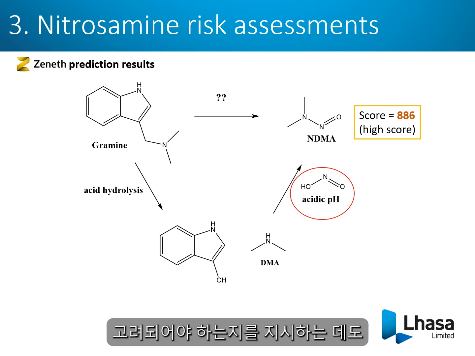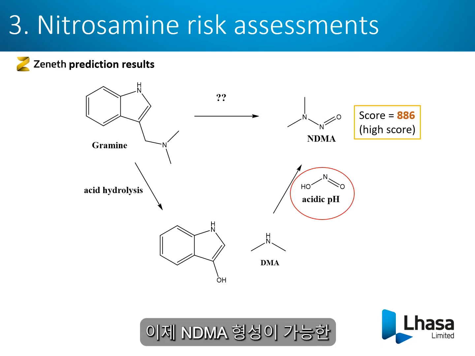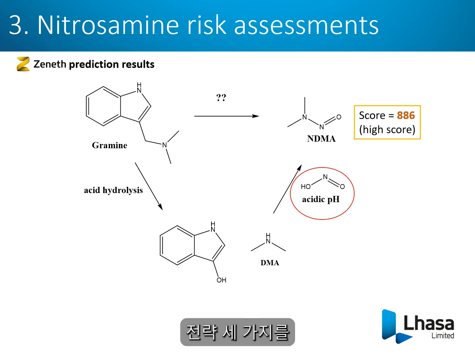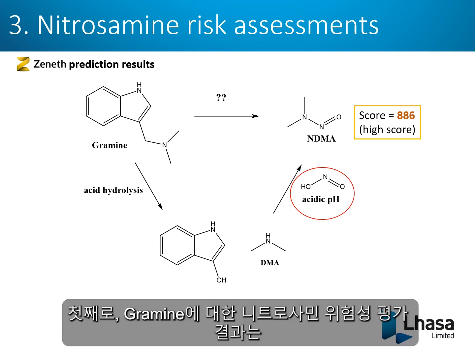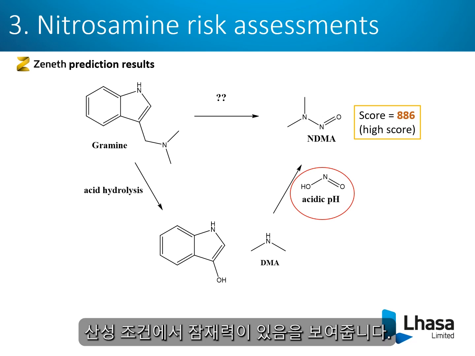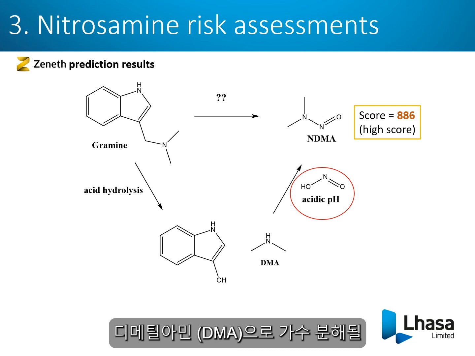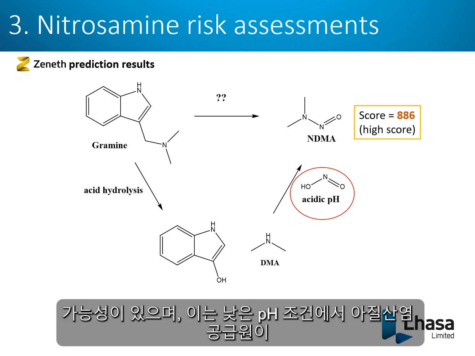I will now discuss 3 of the possible routes by which the formation of N-nitrosyl dimethylamine is possible and what mitigation strategies could be employed. Firstly, the nitrosamine risk assessment results for Gramine show that in acidic conditions it has the potential to first hydrolyze to an alcohol and dimethylamine, DMA, which in the presence of a source of nitrite at low pH will then nitrosate to NDMA. Zeneth predicts a high likelihood score for this pathway.